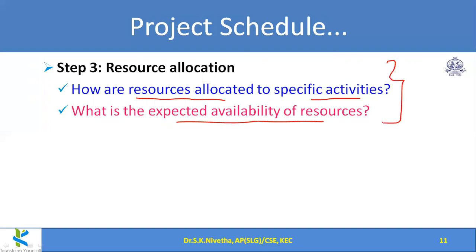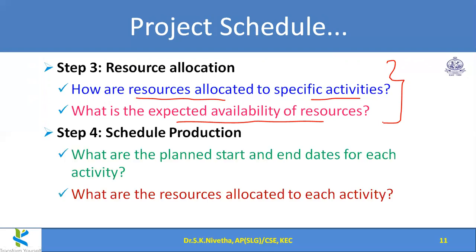Allocating the resources means planning the resources, seeing how many resources are available, and accordingly allocating those resources, including the physical resources as well as staff, the person who is working on it. And the 4th step would be producing the schedule. So what are the planned start and end dates? This is at a minute level.